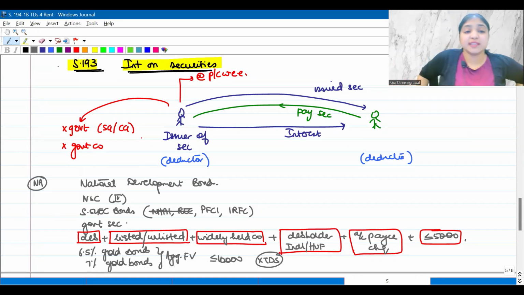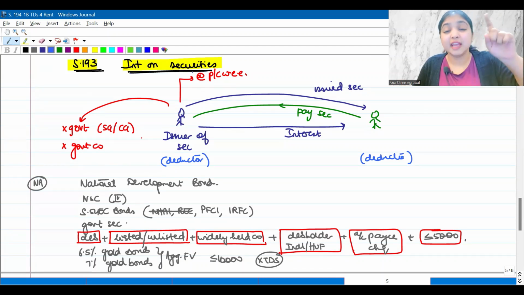Very simple, section 193, interest on securities. Under section 193, we're talking about interest on securities. If it is interest other than interest on securities, like FD interest or interest on loan, all that will come under section 194A. But if it is interest on securities like debenture interest or interest on bonds, all of that will come under section 193. The deductor will deduct tax at the time of payment or credit, whichever is earlier.